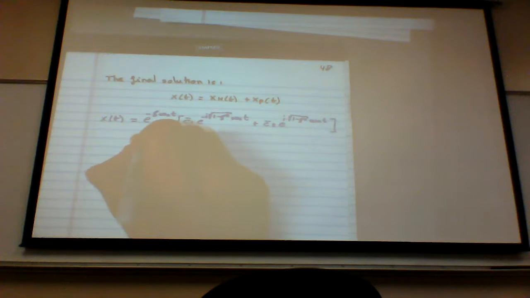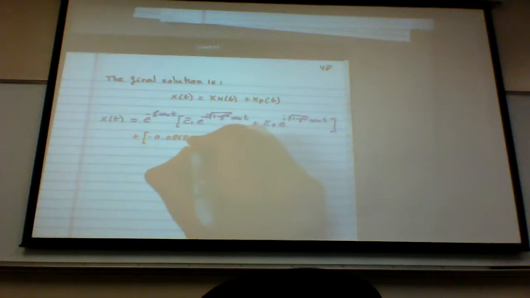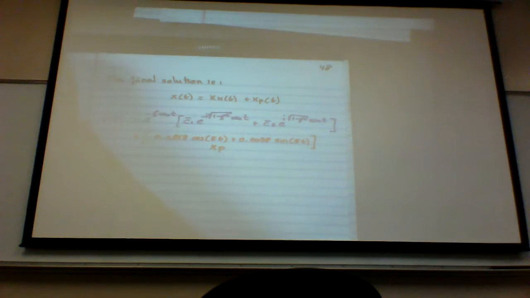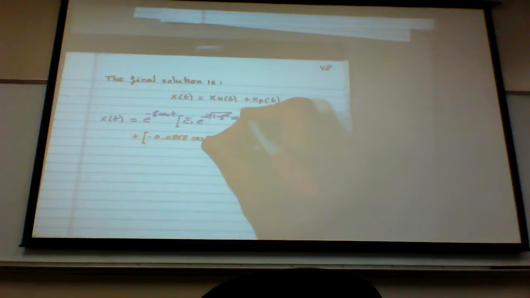Plus the particular, which is equal to minus 0.0868 cosine 5t plus 0.0038 sine 5t. This is the particular solution, and the other part is the homogeneous.